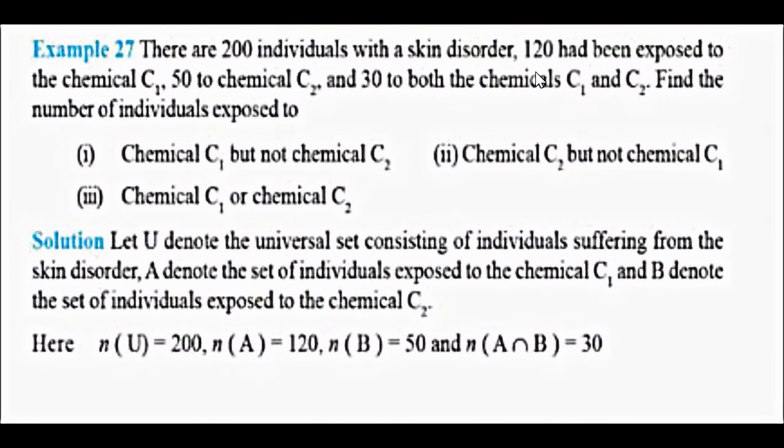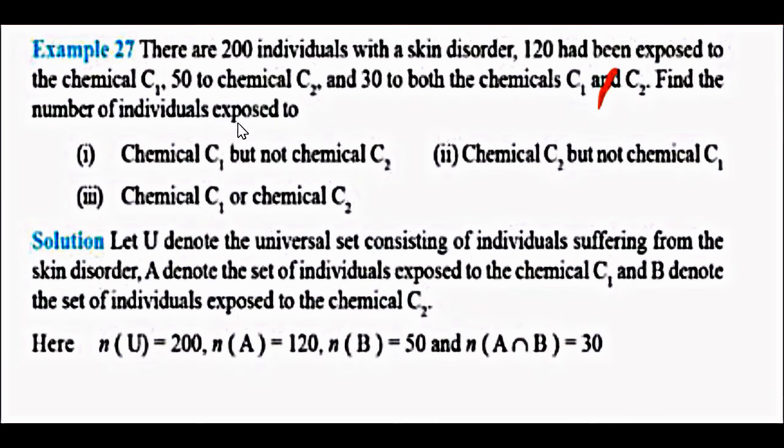Next question, 6 skin disorder. 120 have been exposed to chemical C1, 50 to C2, and 30 to both C1 and C2. So this is their intersection. We need to find the number of individuals exposed to C1 but not C2, C2 but not C1, and C1 or C2. So this is very clear, C1 or C2 means we want to find out the union, which we will be finding later.